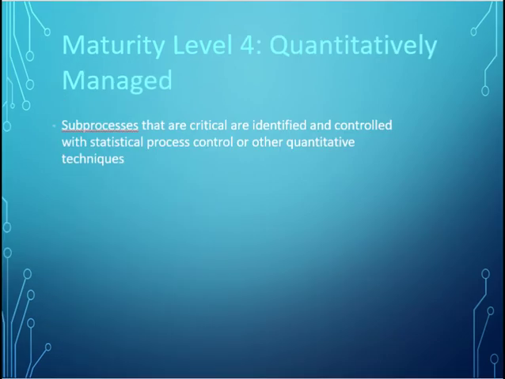Maturity level 4 is quantitatively managed. At this level, everybody's doing everything consistently, but now we've identified the sub-processes that are critical, and we're going to use statistical process control or other quantitative techniques in order to manage those processes. So this is the point where we're talking about reducing variation.